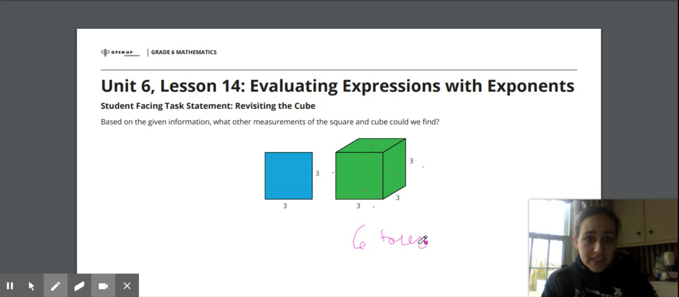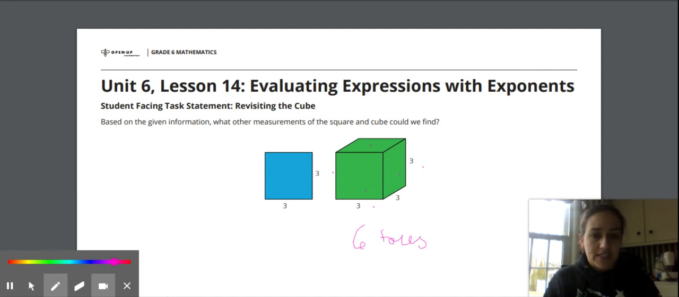Six faces. And each of those are square faces. So, what other measurement of the square could we find? Well, we know the length and the width, and of course, those are the same because based on the definition of what a square is, it's always going to have the same length and width. And with a cube, since they're all squares, they're going to have the same length, the same width, and the same height. So we could find area when we're talking about our two-dimensional shape, which would be length times width.